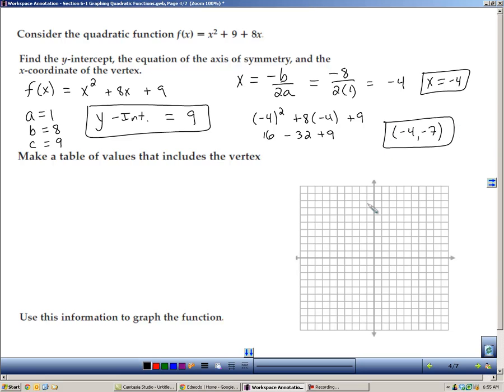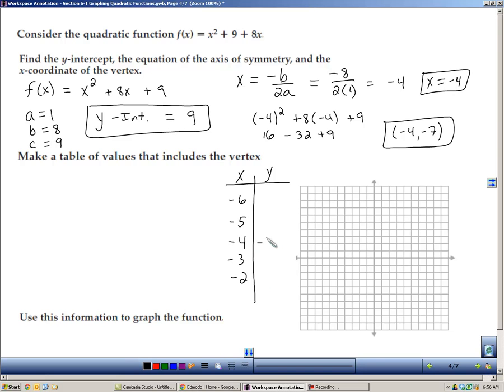That's the third thing. So I found my y-intercept, 9. I found my axis of symmetry, negative 4. And I found my vertex, negative 4, negative 7. That gives me a good description of what the parabola is going to look like. Now I'm going to make a table of values that includes my vertex. Because my vertex is in the middle, I'm going to put that in the middle. I'm going to use x values that are a little bit smaller than that and a little bit bigger than that and find out what their y's are.